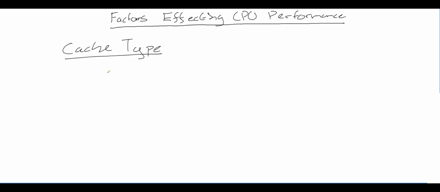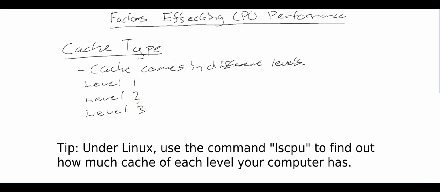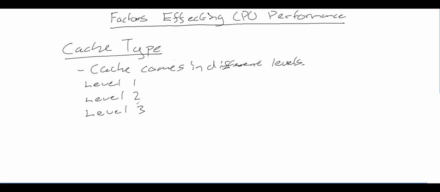And not all cache is created equal. Cache comes in different levels. Most CPUs will have level 1 to 3 cache built in, and that's the most common. A few CPUs will have level 4 cache, but that's quite uncommon. So most CPUs just have level 1 to level 3 cache nowadays. And level 1 cache is the fastest and closest to the CPU core. And usually only very small amounts of level 1 cache are present in even today's computers. So for example, my laptop only has 64 kilobytes of level 1 cache.